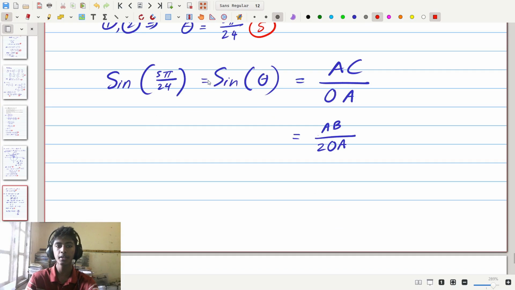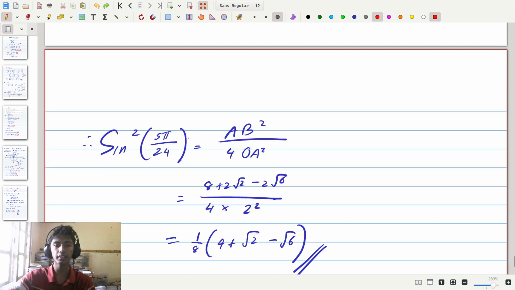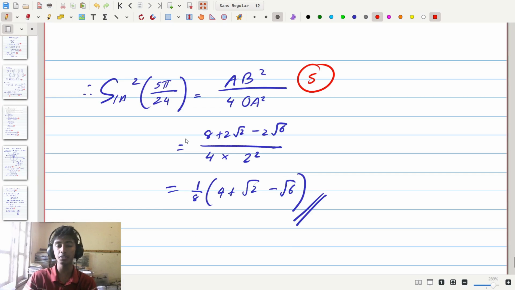Once you do that, when you then write down either sine of 5 pi by 24 in terms of A, B and OA like this, or you write it squared like this as this bit right here, you get 5 marks. When you then substitute the values and simplify down to the final answer, you get another 5 marks.